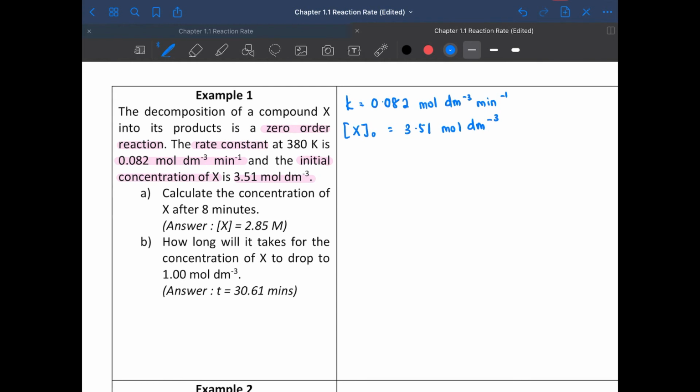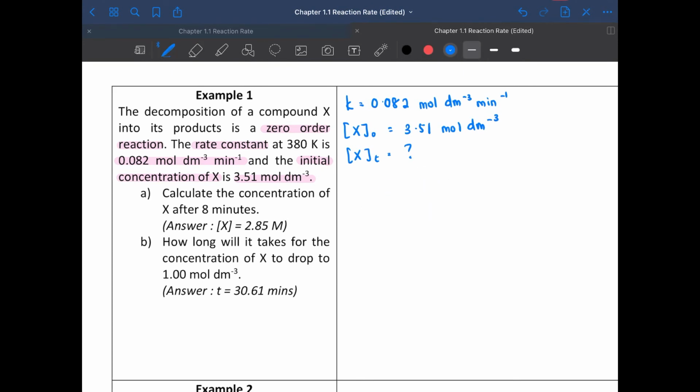Question A asks us to determine the concentration of X after 8 minutes, so that means Xt. If you ask why we use the integrated rate equation and not the rate law: this is zero order, so rate equals k X to the power of 0, which means rate equals k. We cannot get any information about t, so we cannot find the initial concentration and the concentration left after the reaction using the rate law. That is why we need to use the integrated rate equation.